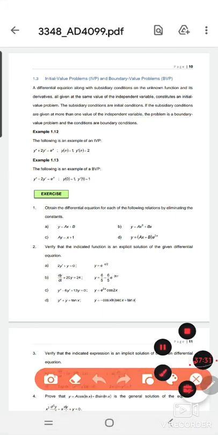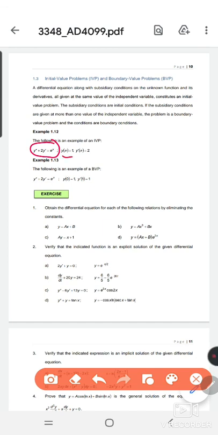Dia initial value problem ni, contohnya dibagi kat sini. y double prime plus 2y prime equals to e^x. So dia bagi ni. Yang ni kita panggil initial value problem. Lebih kurang sama je lah dengan boundary value problem. So dia beza kat sini je. Dia kata condition given at more than one value of the independent variable. So dipanggil BVP, boundary value problem. Kalau same value at the independent variable, kita panggil initial value problem. So kalau awak tengok kat sini, dia sebenarnya macam ni.